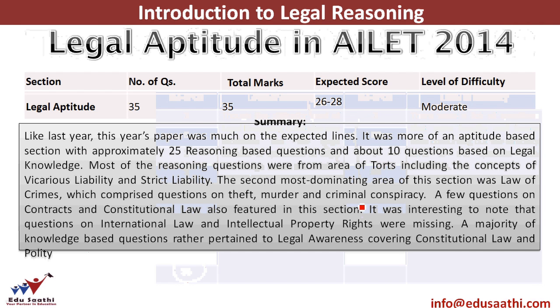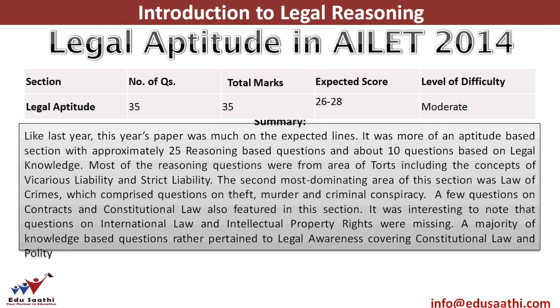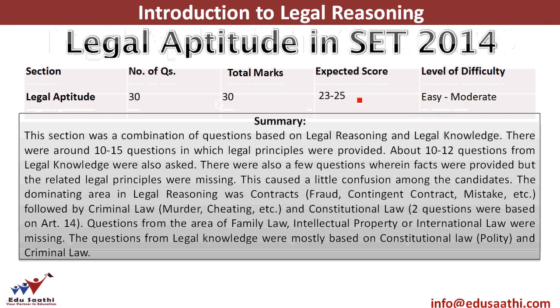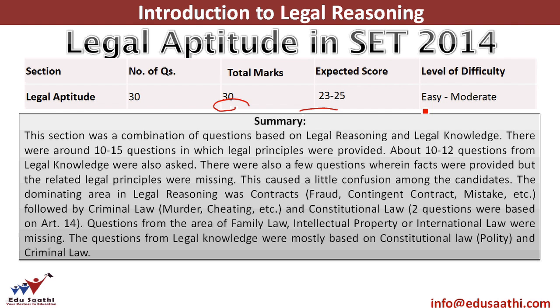Legal aptitude for AILET. Similarly, you can read out the summary. It is not that important to read out the summary. We can easily say that the level of difficulty in AILET 2014 was also moderate, and out of total marks of 35, you could easily score 26 to 28 marks if you have had enough practice to solve the questions. Similarly, in SET, total marks of 30, and you could easily score 23 to 25 because the questions were of easy to moderate difficulty.